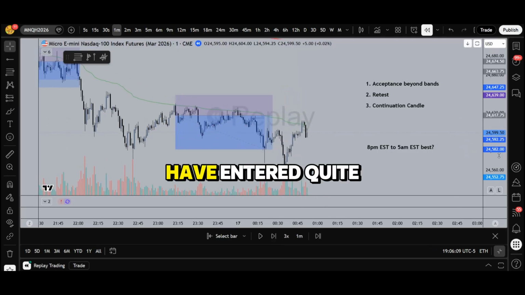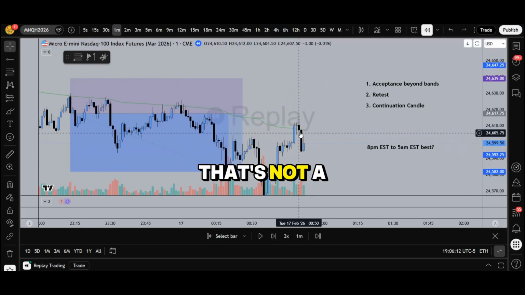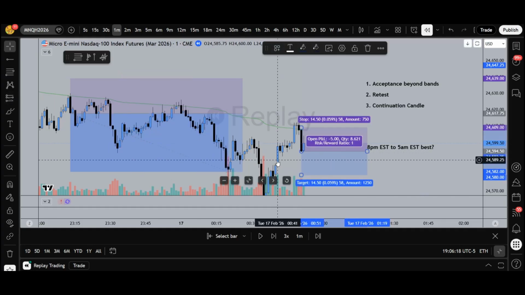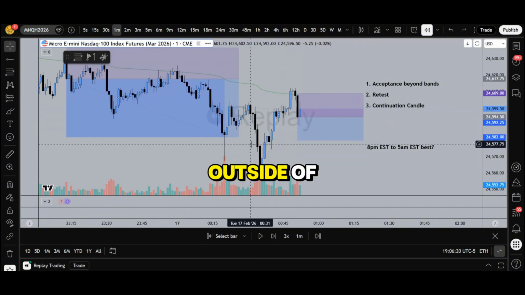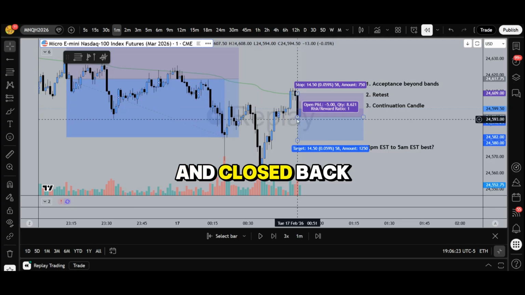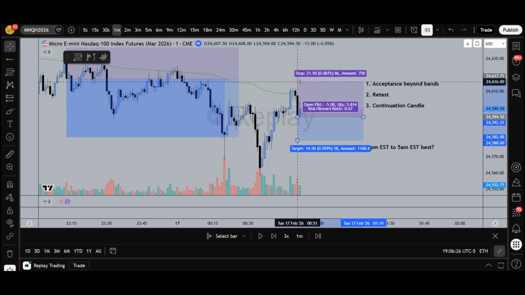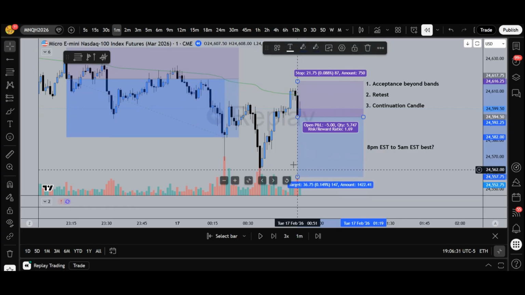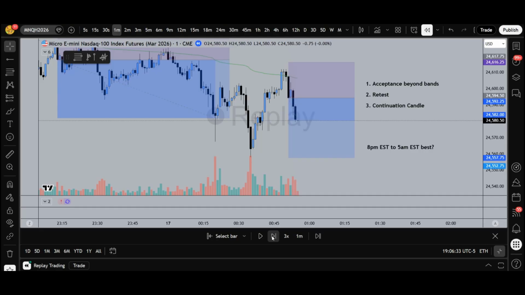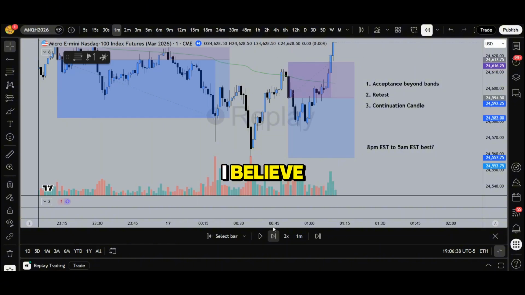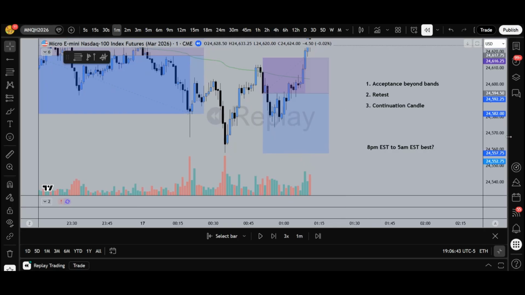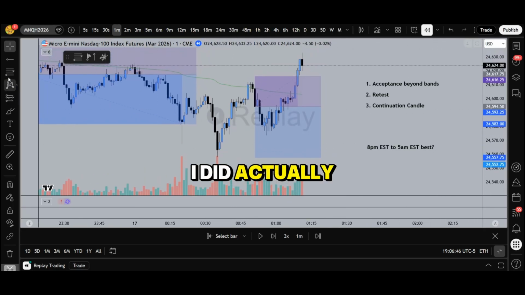Okay, and so we would not have entered quite yet here. That's not a very strong close below, but here on this close, that's good enough to enter short. Because again, we've spent time accepted outside of the bands, retested, and closed back down. And so you see this one, I believe, yeah, so this one we got a decent continuation before eventually coming back up. This one I did actually close early.